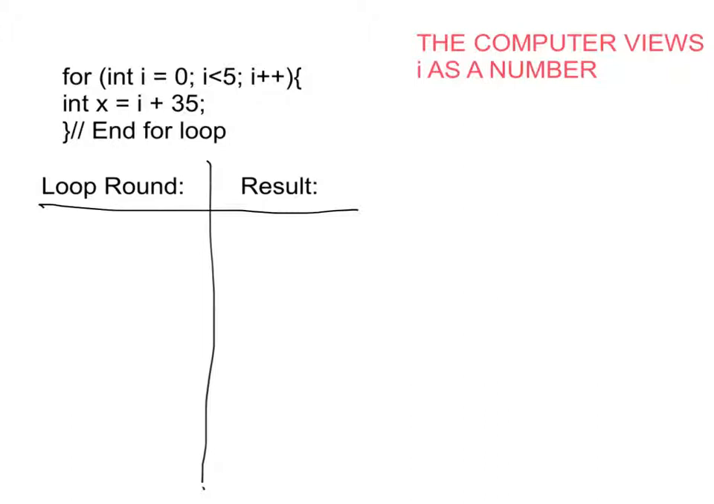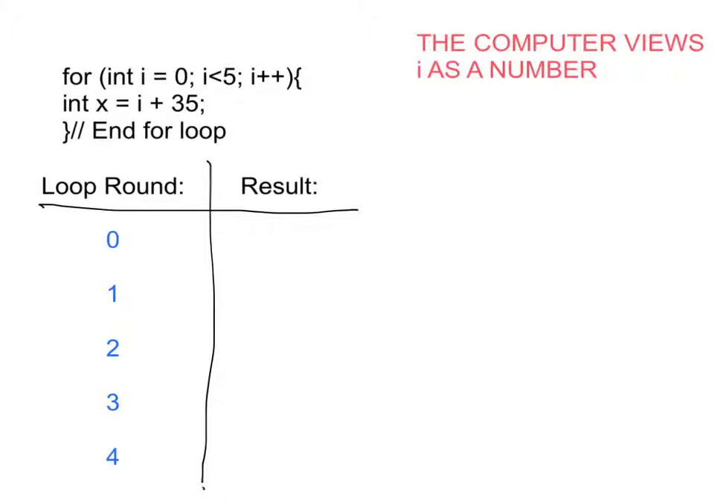For the loop, we're going to be solving for integer x. And real simply, integer x is going to always equal whatever I is plus 35. So for every time the loop runs through, I is going to increase. So in the loop round, what we are tracking is actually the value of I. So the first time it goes through, the value is going to be 0. Which I need to bring it over here a little bit, it looks like. There we go. First time the loop's going to be 0. Second time the loop value is going to be 1. Then 2. Then 3. Then 4.